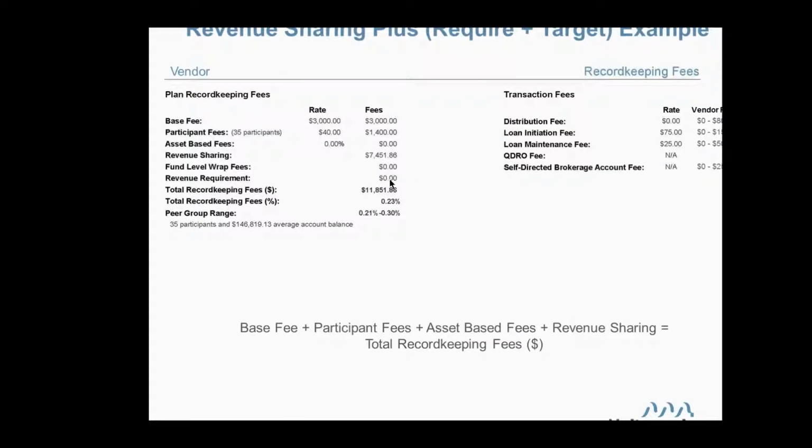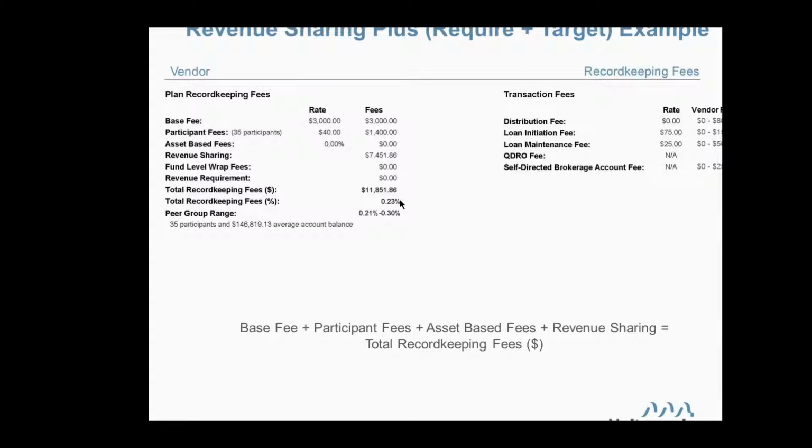What does this look like? So you may have a base fee here, which is $3,000. You may have participant fees of $40. You may or may not have an asset-based fee, depending on what the total fees look like. So in this model, the revenue sharing from the funds is $7,451. Add that to the base fee and the per participant fees, and we end up with a total of $11,851 being paid to the record keeper for this model.